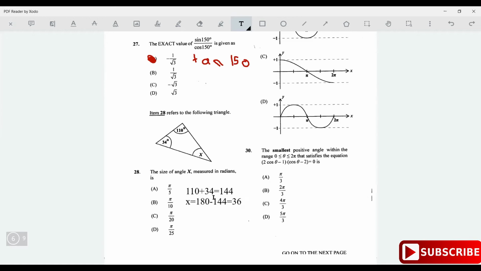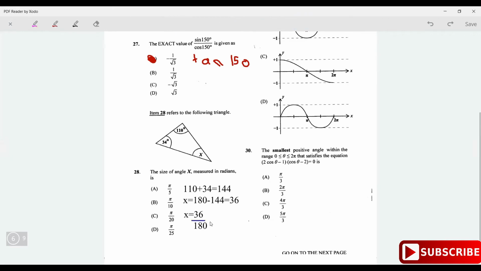So that is x, but they want the answer in radians. And so x is going to be equal to 36, and you're dividing that by 180. And when you divide it by 180, what do we get? 36 over 180 is 1 over 5. So that will definitely give us 1 over 5 of pi, which is pi by 5. Pi by 5, that is option A. Easy question. Solved.